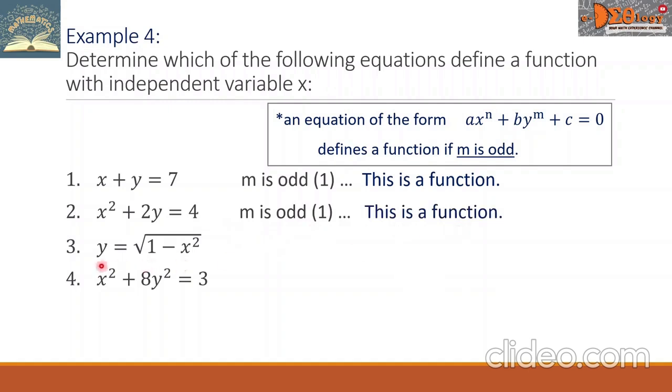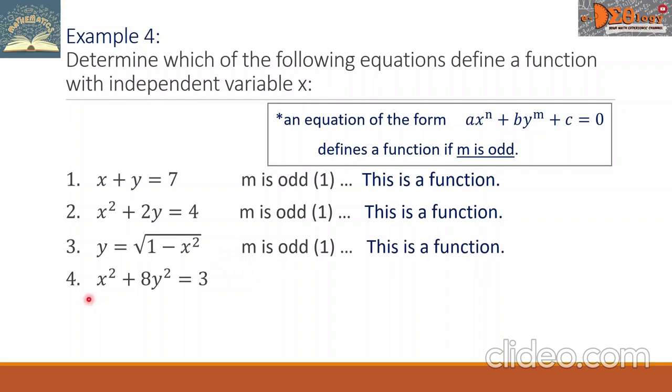Number 3: y equals the square root of the quantity 1 minus x squared. Notice that we are concerned with the exponent of y. In this case, the power of y is 1. Therefore, m is odd. So we say that this is a function.